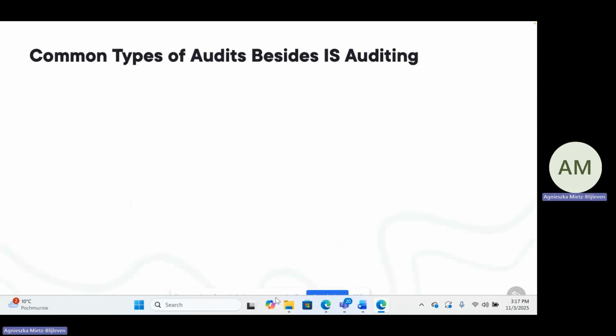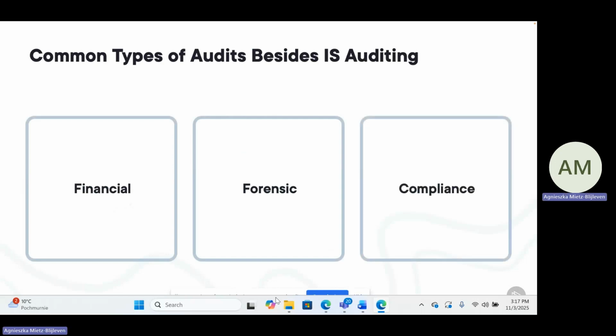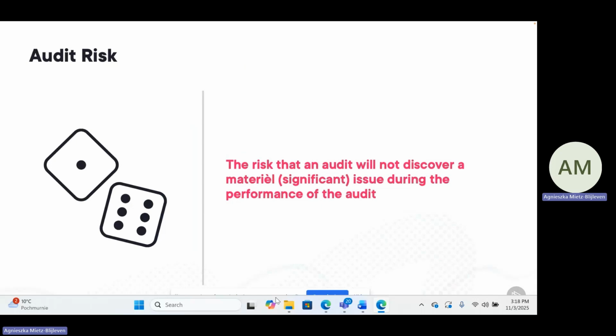There are many different types of audits we can do. We certainly are looking more at information systems auditing, but there are also financial audits, forensic audits when there's been some type of investigation, or of course compliance audits to ensure that we are compliant with laws or regulations. But one of the things we should always be aware of as we step into the world of audit is the area of audit risk. The thing is that there is the risk that the audit would not find something it should have found. We can say here the auditor did not discover a material or a significant issue during the performance of the audit.